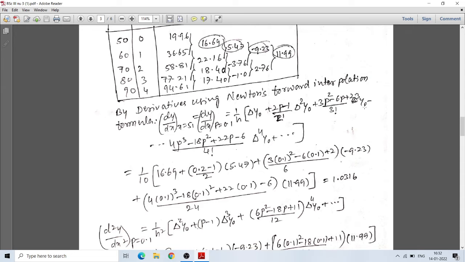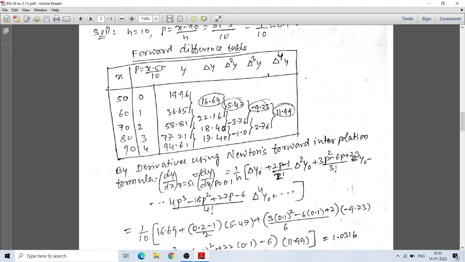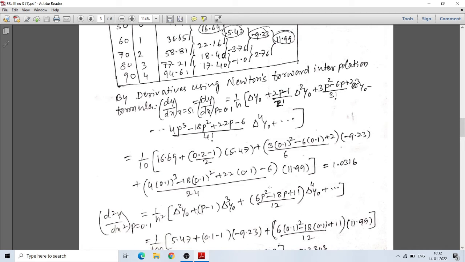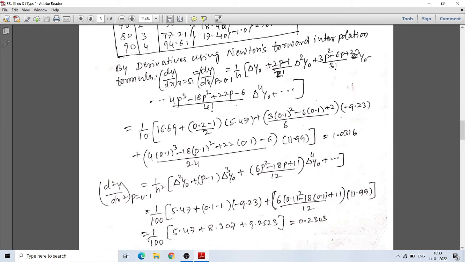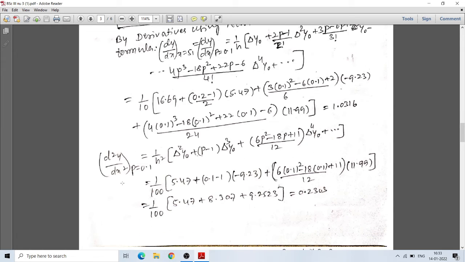Delta cube y naught value is minus 9.23, divided by 6. Then 4p cube is 0.1 whole cube minus 18 of 0.1 whole square plus 22 of 0.1 minus 6, divided by 24, since 4 factorial is 24. Then 11.99, this is the delta to the power of 4 y naught value. Again here simple mathematics is there. We simplify this and we will get 1.0316.